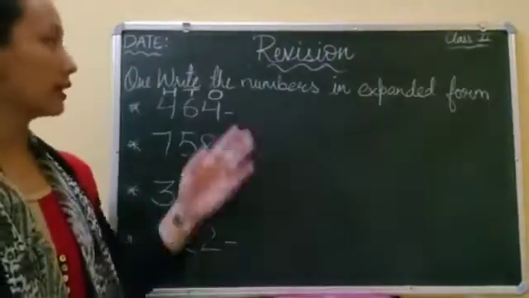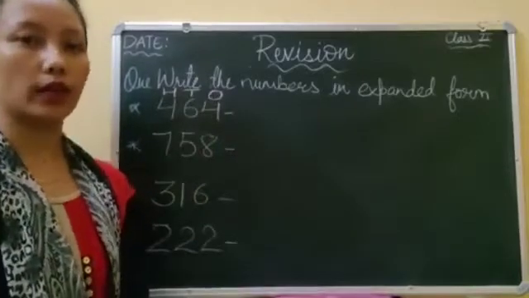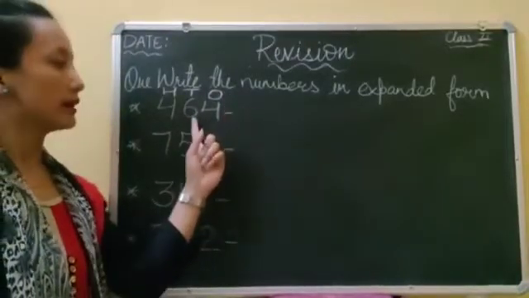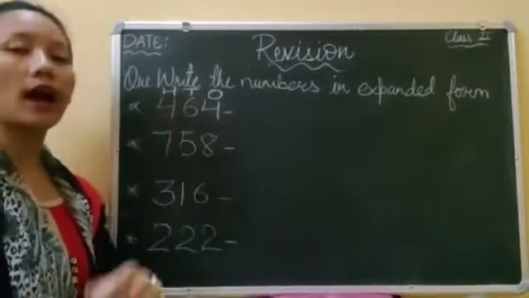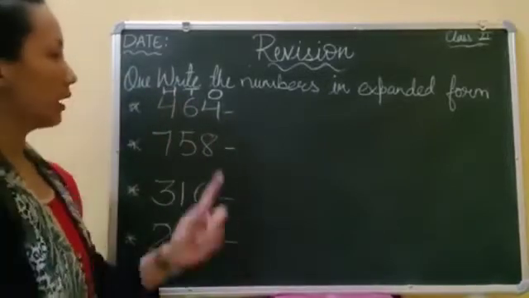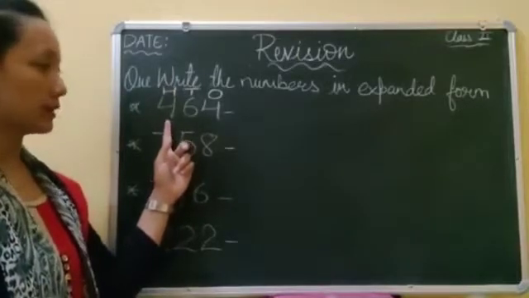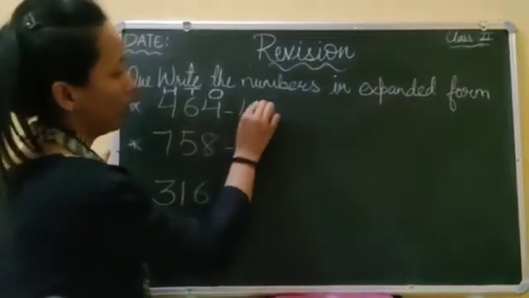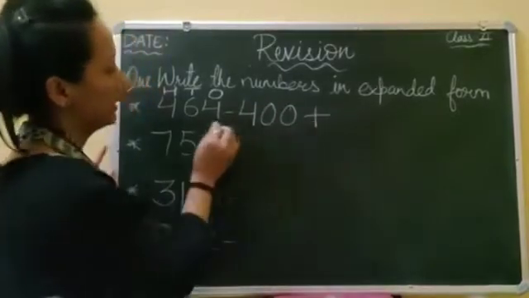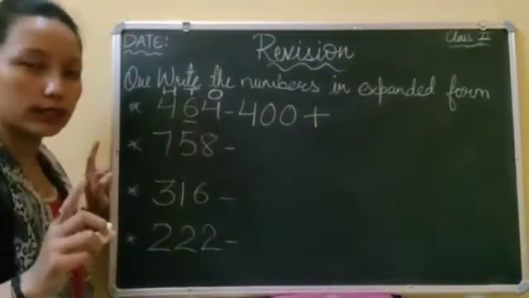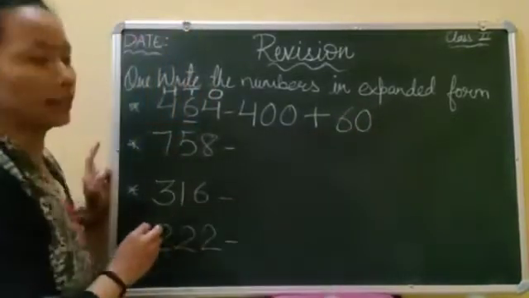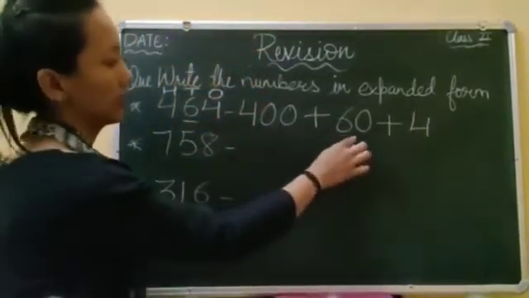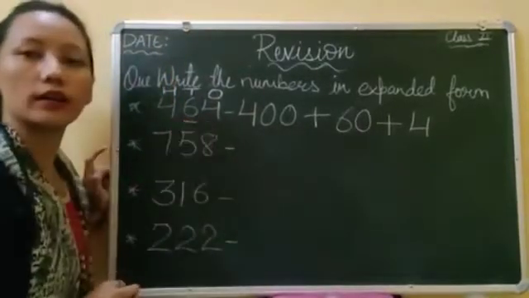Okay. Next, write the numbers in expanded form. Okay. First we have 464. As you can see, 4 is under the 1's place, 6 is under the 10's place, and 4 is under the 100's place. Let's expand them. Here 4 is under the 100's place. As you know, 100 has 2 zeros, right? So that means 400, plus here 6. 10 has 1 zero, that means 60. And here, in the ones, the number itself, 4. 464. Okay.